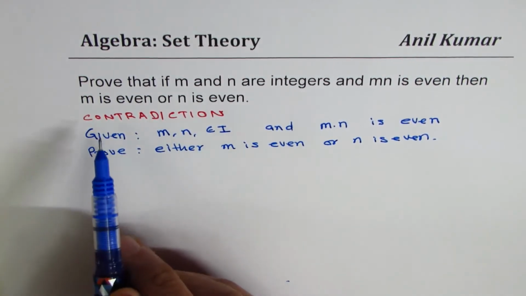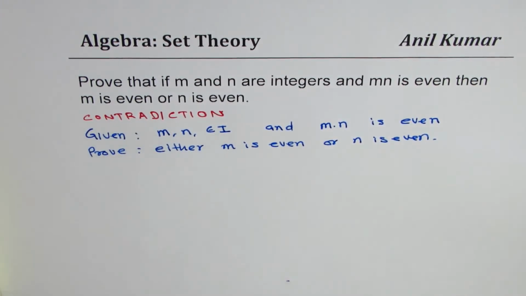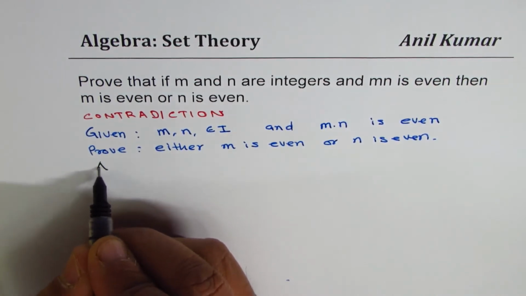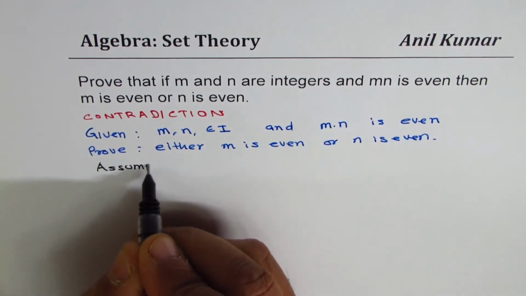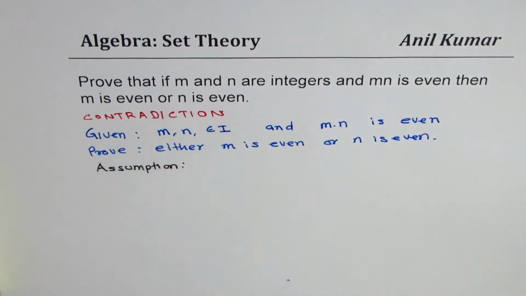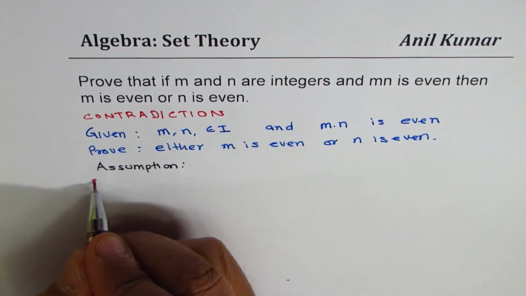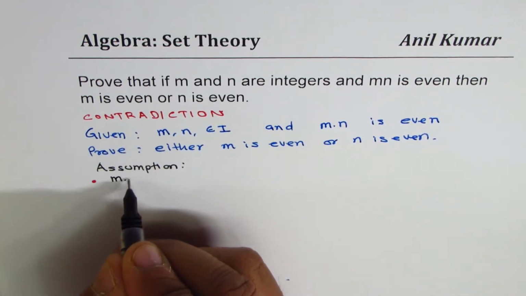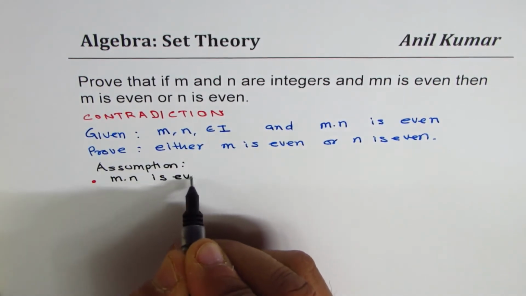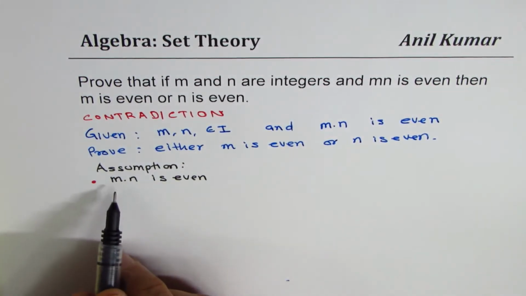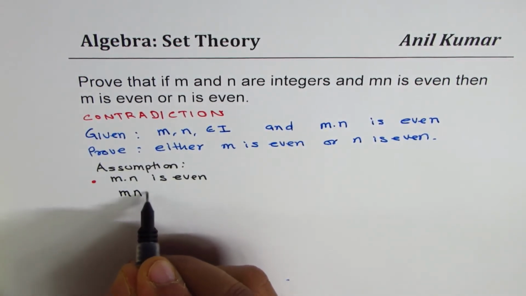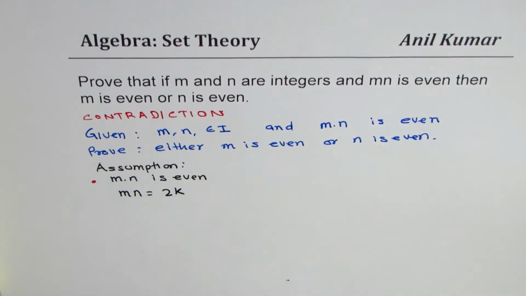Now when I try to prove by contradiction, what we really do is take an assumption. So we'll actually make three assumptions here. First assumption for us is that the product of m and n is even. Is it okay? So if I say the product of m and n is even, we are trying to say that m times n is 2 times some other integer, let's say k, right? That's what we're trying to say.